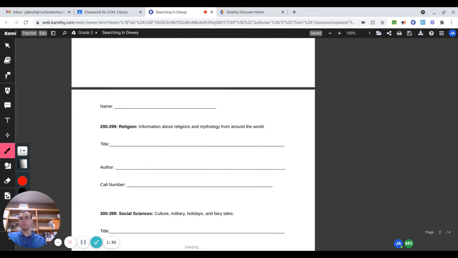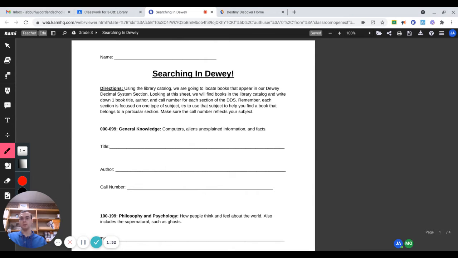The first step is to take a look at the section and the description, because the descriptions are going to give us subjects that we can look up. And those subjects are going to help us find a book from that section. For instance, the first one, general knowledge. This is about computers, aliens, unexplained information, and facts. So we have a few subjects we could try. I could try one for computers, or maybe one for aliens.